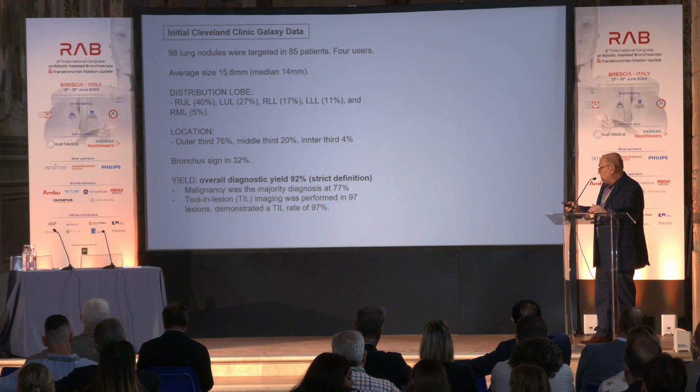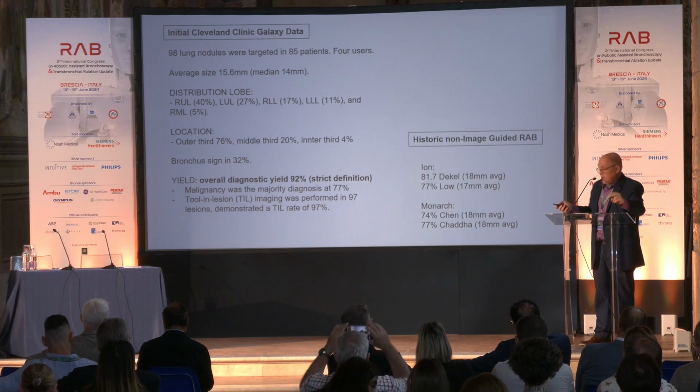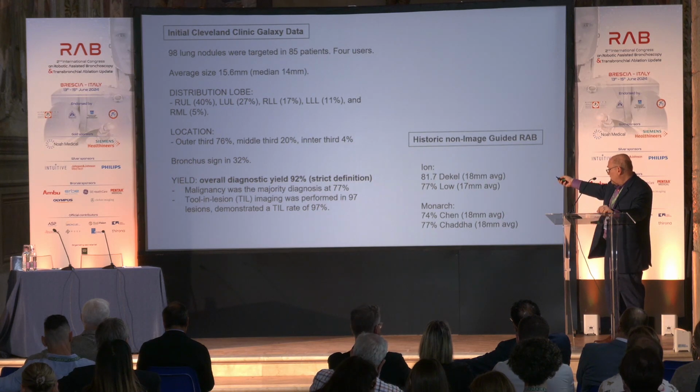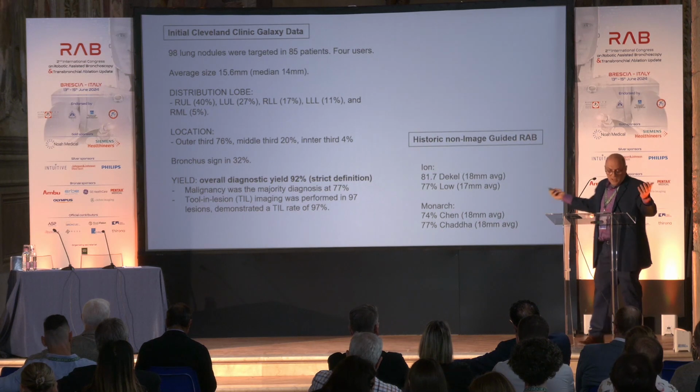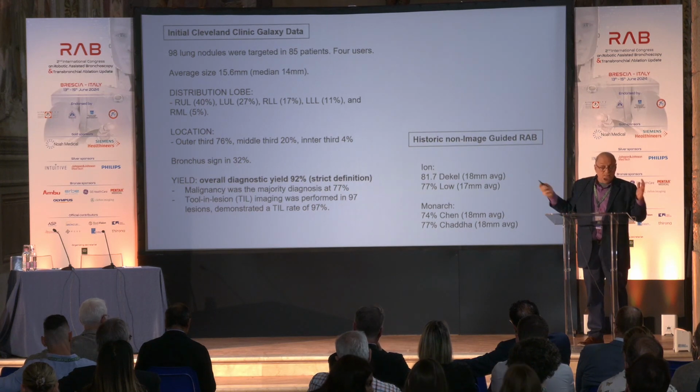Okay? If you compare this to historic non-image guided robotic bronchoscopy, whether it's the ION, the two best studies are Kalchiem-Dekel's and Chen's. Chen's is with us, Kalchiem-Dekel is at MSKCC. Historically, without imaging, robotic bronchoscopy has somewhere between a 75 and 80% yield. Okay? That's the data. And when you add imaging, you drive that up to 90 to 95%.